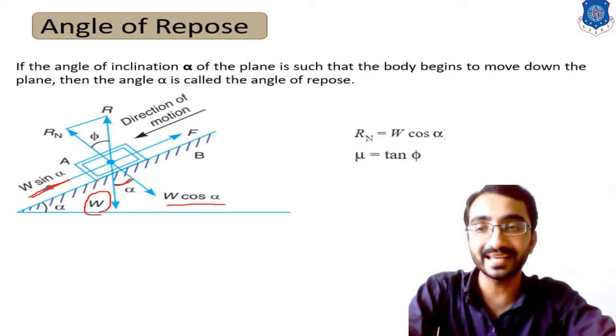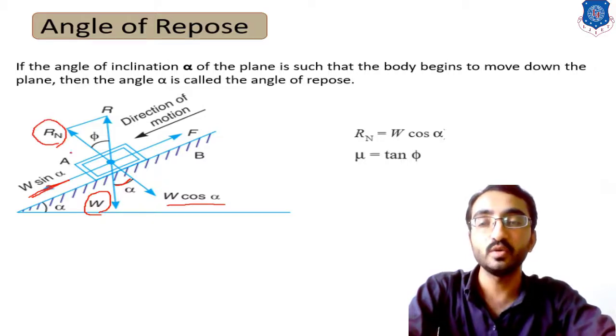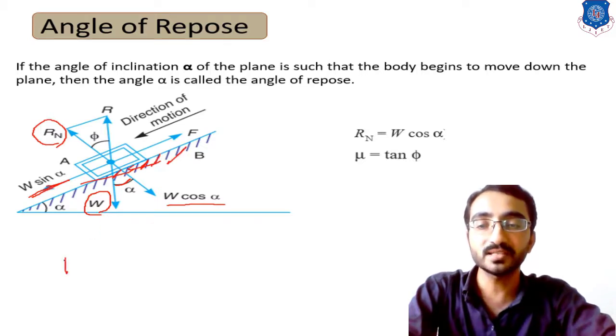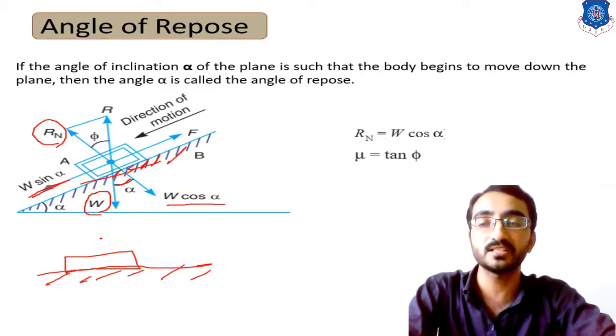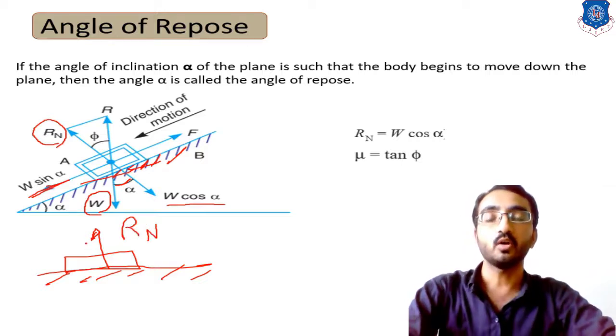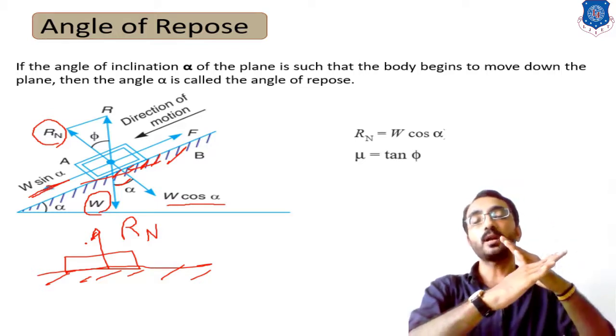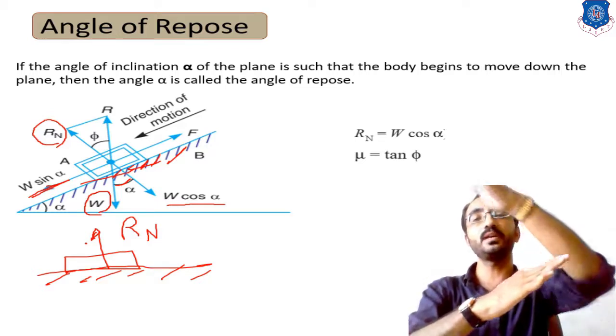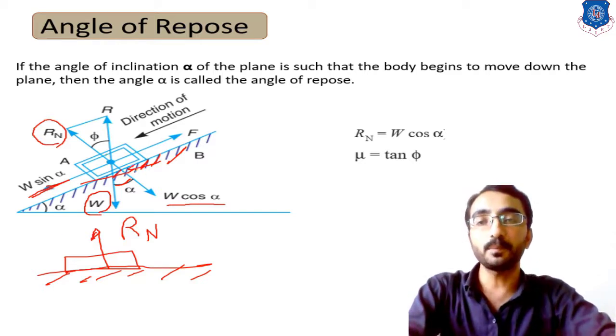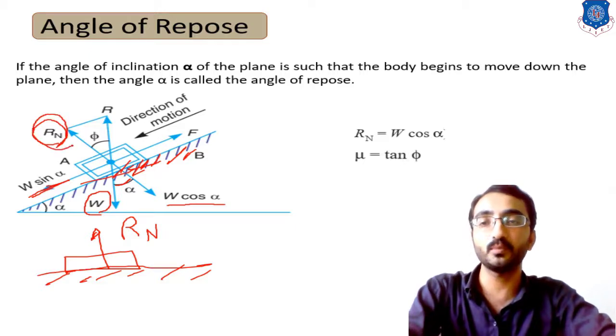Okay, so now from this diagram we can say that Rn, that is the normal reaction force, is perpendicular to the contact surface. When the body was in a steady state, resting on a horizontal surface, we assumed that Rn is in the vertical direction. But now the body is inclined, so the reaction force will also be perpendicular to this inclination, perpendicular to this contact surface. That's why you can identify the normal reaction component over here.